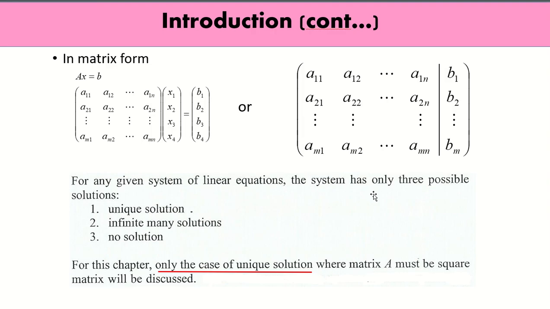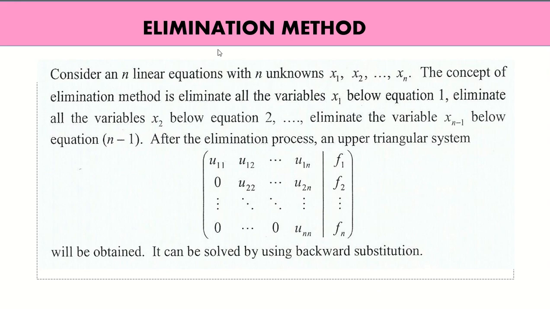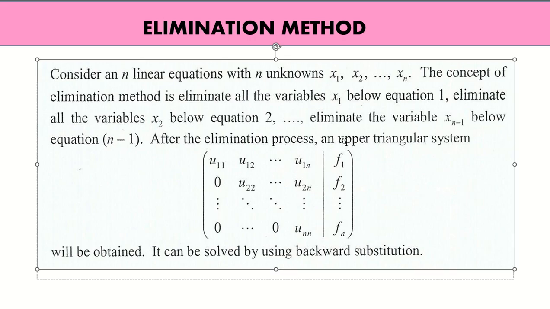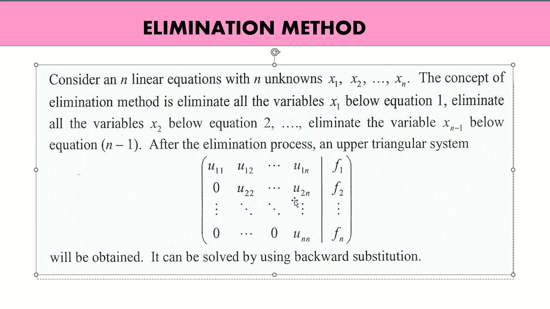There are 2 methods, as you can see in the syllabus. The first one we call the elimination method. So what is the elimination method? It means we're going to eliminate the coefficients according to the steps, so that you get what they call an upper triangular system. Meaning that at the bottom, all entries will become 0, as you can see in this matrix.